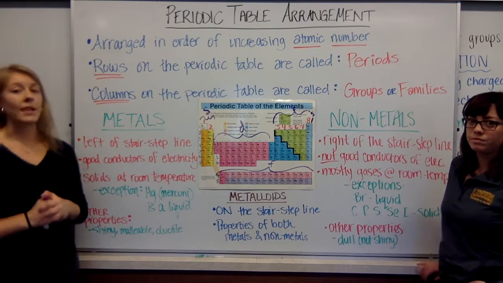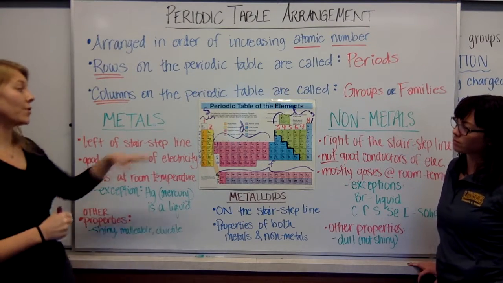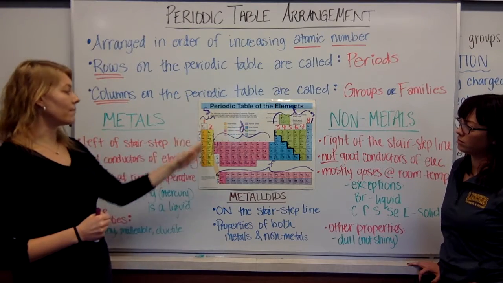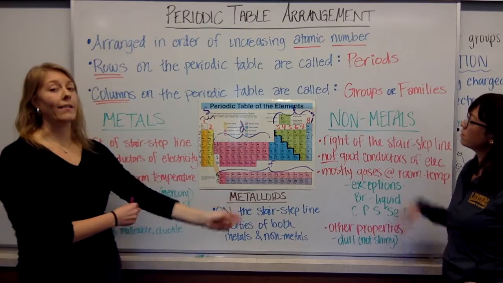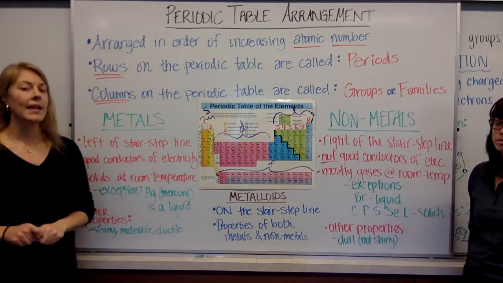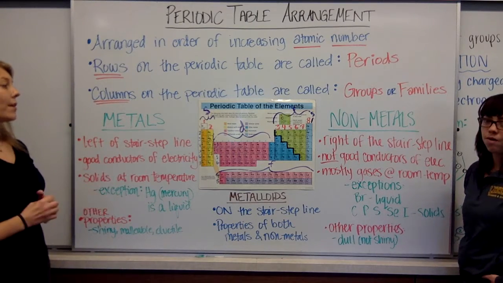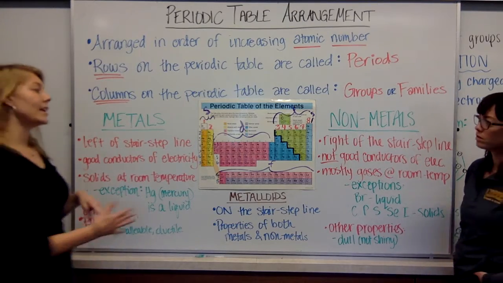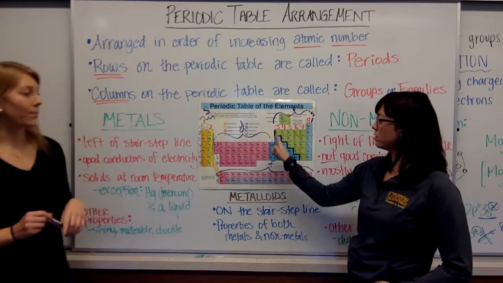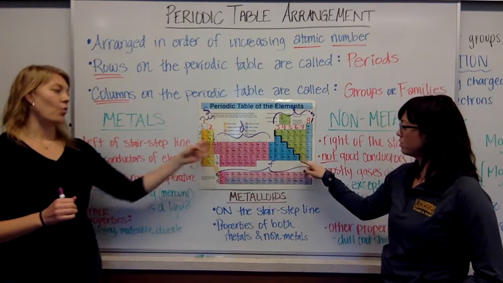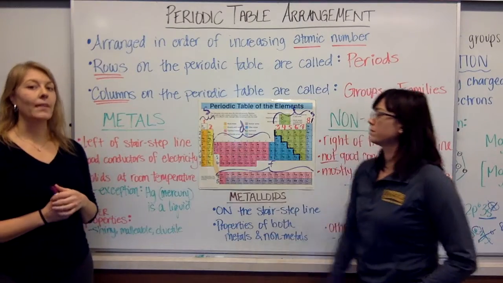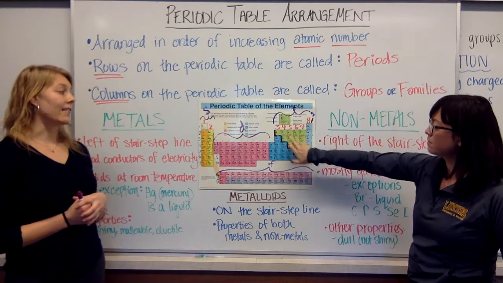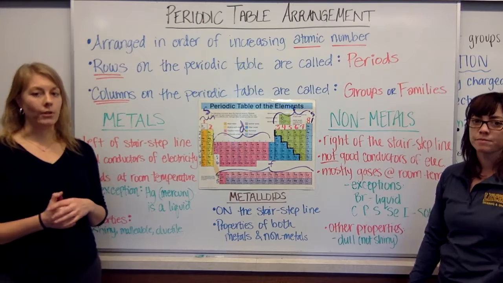We talk about the table in terms of rows and columns. The rows, which are horizontal, are referred to as periods. The columns, which are vertical, we refer to as groups or families. Now, the periodic table is also arranged in terms of metals, nonmetals, and metalloids. Generally, everything left of this big, bold stair-step line, we know are metals. Everything to the right of that line, nonmetals, and everything that lies on that line, we call metalloids.